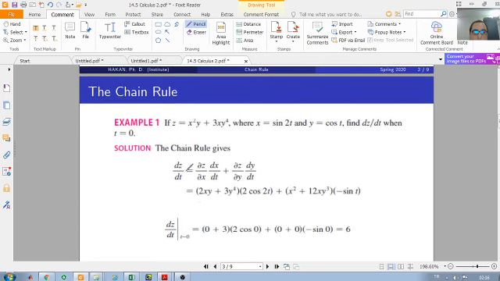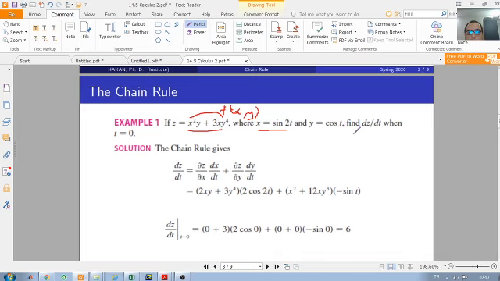For example, if z is given in this form, it is a polynomial where x is equal to sine 2t, it is a function of t. You see, actually we have a function of two variables here. You can consider this polynomial as a function of two variables, f of x, y, but the independent variables are also functions. You see, x is equal to sine 2t, it is a trigonometric function, and y is equal to cosine t, which is another one.